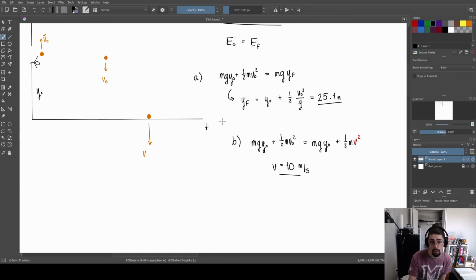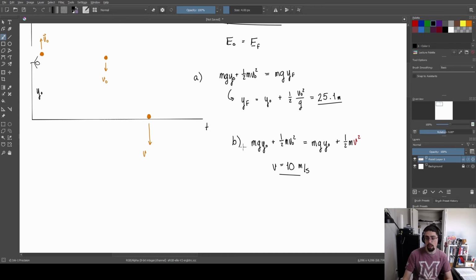Kinematically, we could do the same thing. We could say delta y is equal to 0, and then v initial times t plus 1/2 a t squared, plug in all of that stuff, and we could find the exact same answer. But realistically, energy works even better for this.